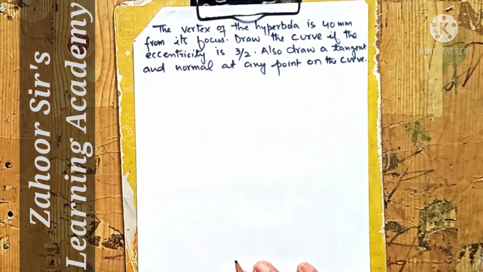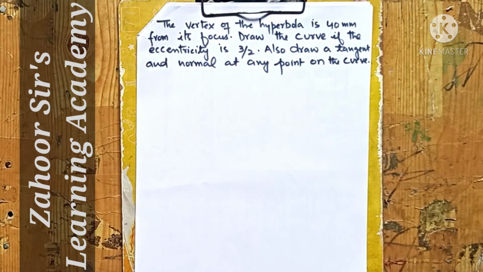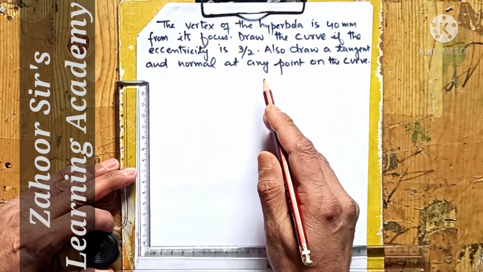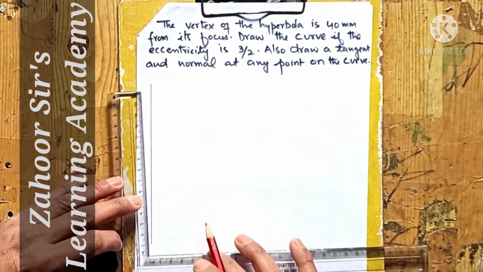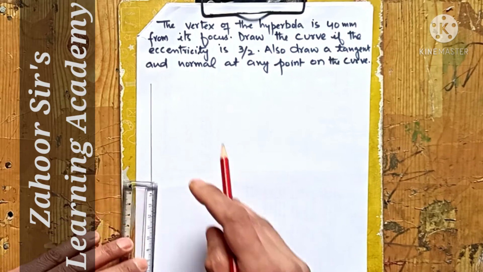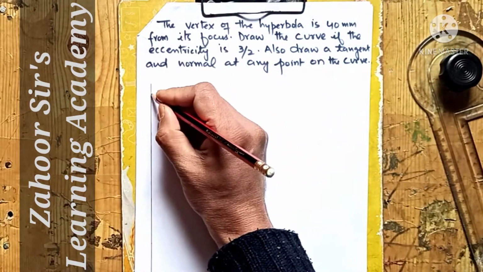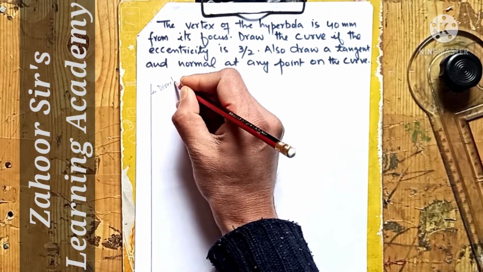So first of all, you should draw the two lines because we are using the Directrix and focus method. To draw the hyperbola, we need to draw a vertical line. A fixed vertical line is called the Directrix.